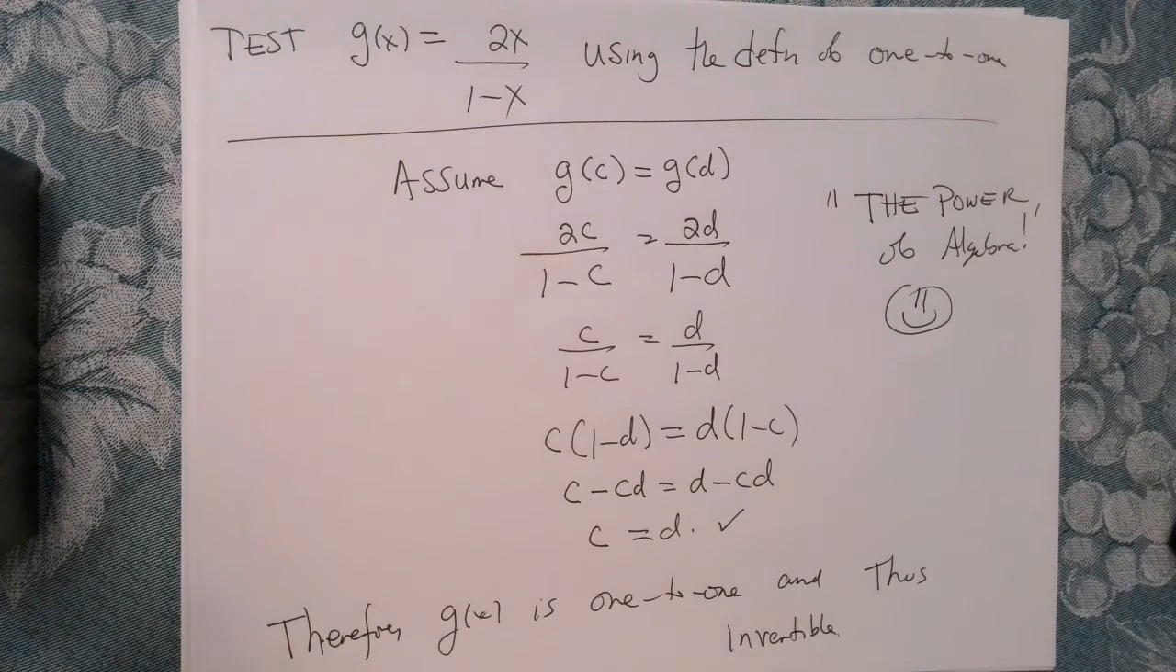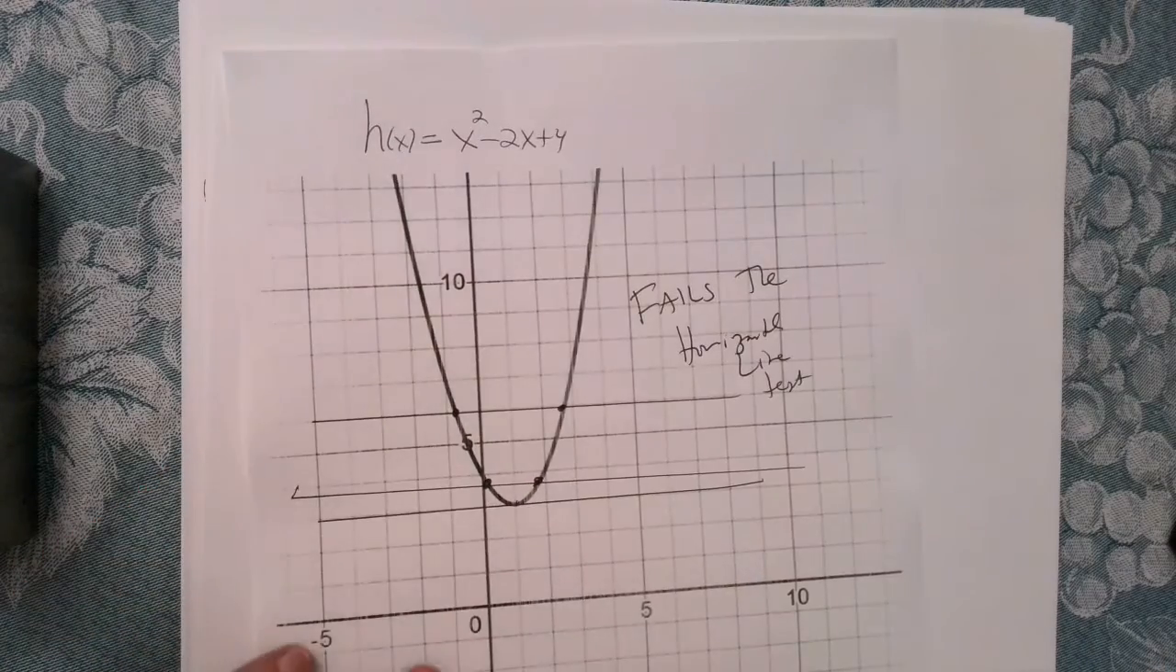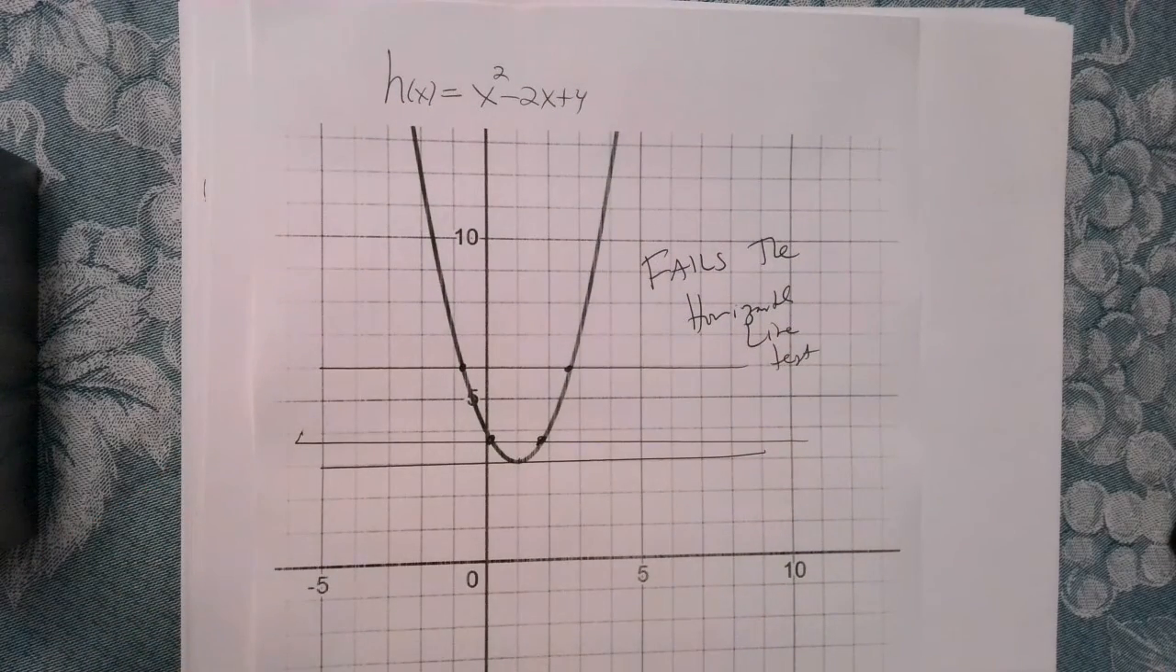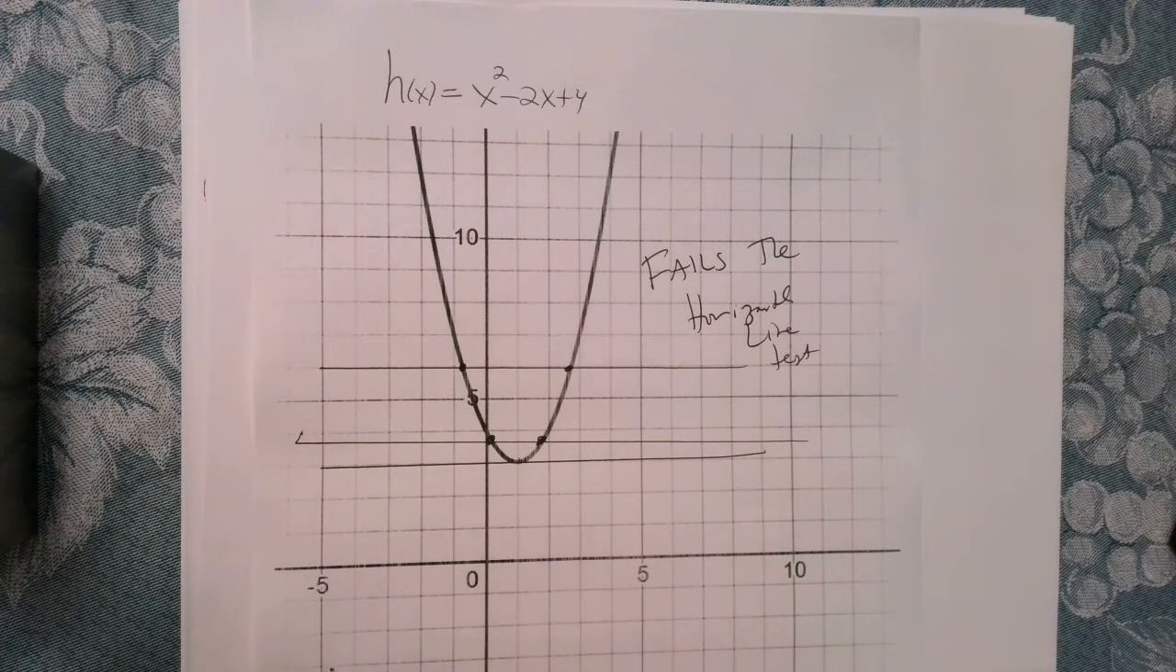Now h of x, so let's take a look at the picture. So h of x was the parabola, if you remember. So that was the third function we looked at. So for h of x, we had the following. So this fails the horizontal line test. So this is definitely not one-to-one. And so the inverse is not a function, right? So what does that mean? How can I prove that this is not one-to-one?